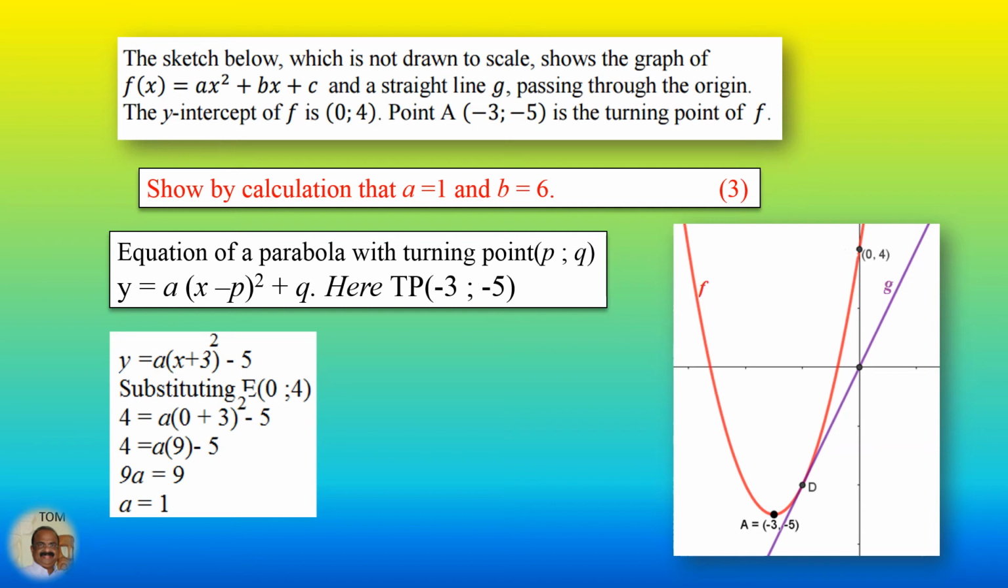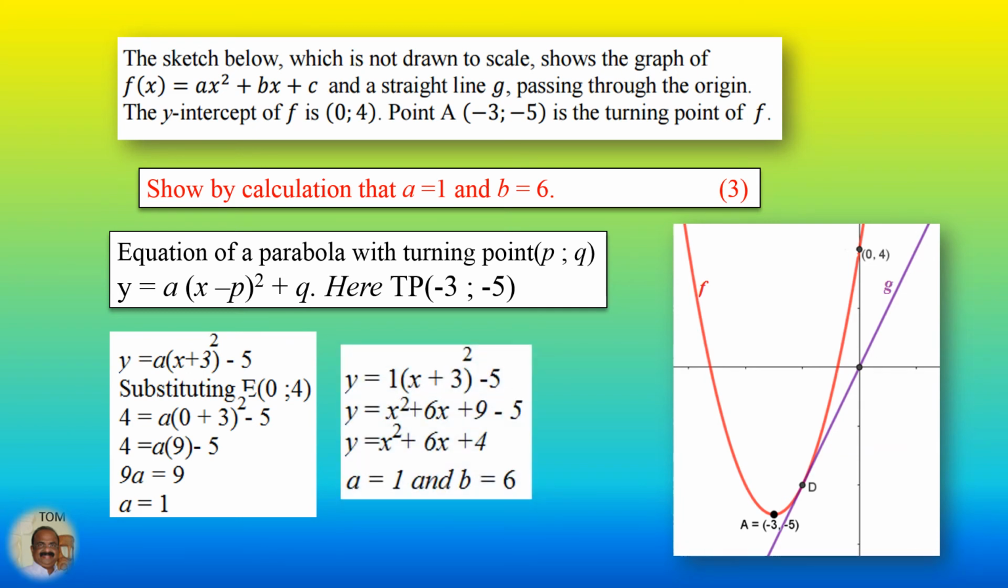We cannot stop the equation there because there is our unknown a. What we do now, we look for the available points there. (0, 4) is available, so we make use of (0, 4). x is 0, y is 4. We substitute again into this equation. Therefore, we get 4 = a(0 + 3)² - 5. We simplify, 3² is 9. Then we get 9a = 9. Therefore, a = 1. So we got a = 1 now.